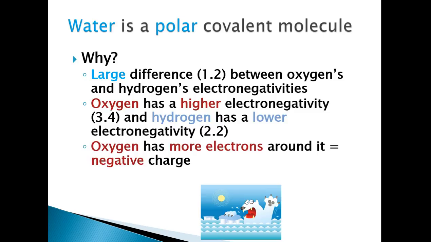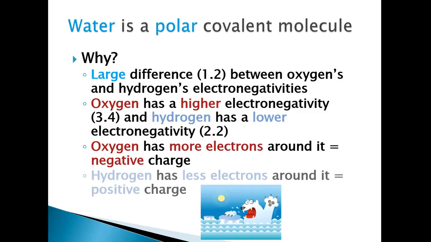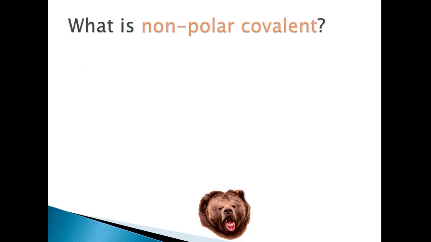And so it's going to have a positive and negative end. Which end is negative? The oxygen end. Oxygen is going to be the negative, and hydrogen is going to be the positive, because it has the lower electronegativity. So the one with the higher electronegativity, which in this case is oxygen, has an electronegativity of 3.4. Hydrogen has an electronegativity of 2.2. The higher one is negative, the lower one is positive.